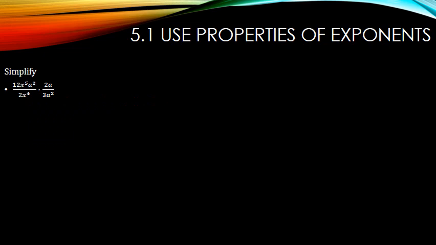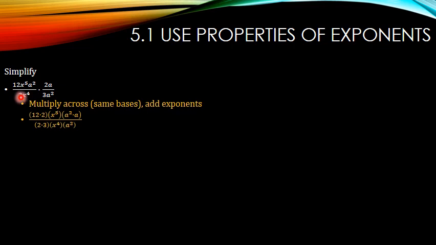Here's another type. And they look scary, but they're not, as long as you do each individual step. First, we're going to multiply across with the same base. So we're going to take the 12 and the 2, because they're the numbers, the x's, and then the a's. So I have the 12 times the 2, the x's, and the a's times each other. On the bottom, I have the 2 times the 3, the x to the 4th, and the a squared.